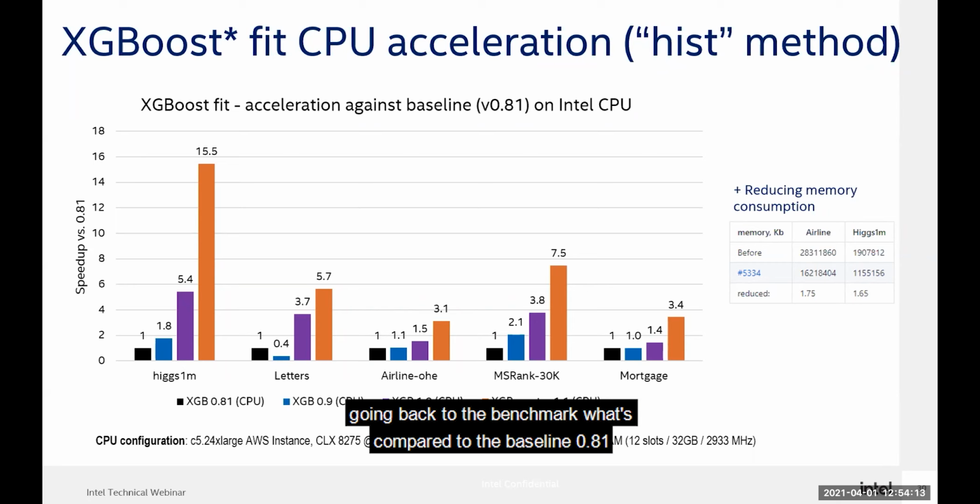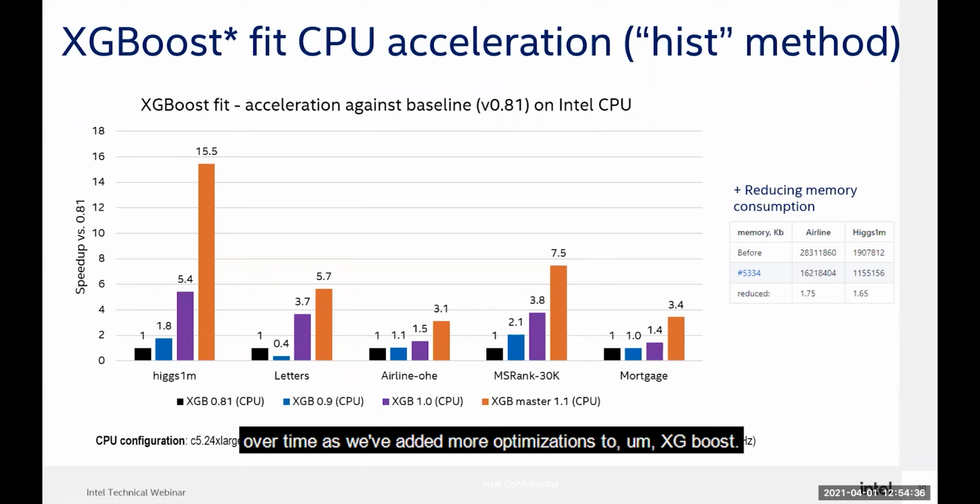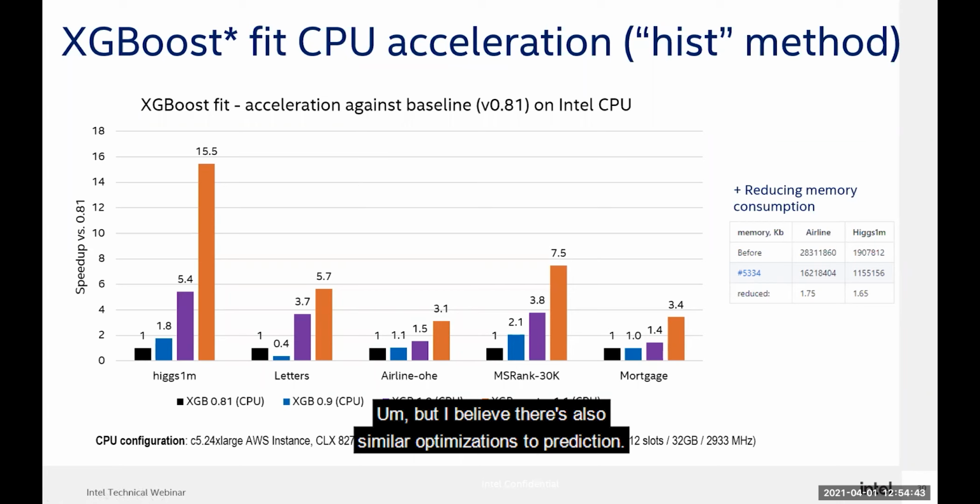Now, going back to the benchmark, let's compare the baseline 0.81 XGBoost on CPU to the more recent iterations of XGBoost, where we've applied our Intel optimizations. As you can see here across popular datasets such as Higgs, letters, and airline, which are large datasets popular for benchmarking, you can see a huge performance increase, especially over time as we've added more optimizations to XGBoost. This one is just on XGBoost fit, but I believe there are similar optimizations for prediction. For Higgs, compared to the stock version, you can see a 15.5 times performance gain. So if you simply want to take advantage of these optimizations, just pip install the latest version of XGBoost or use the AI Kit.